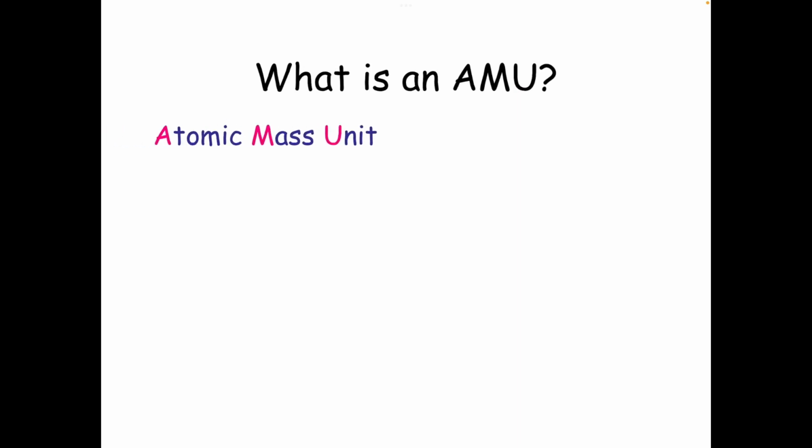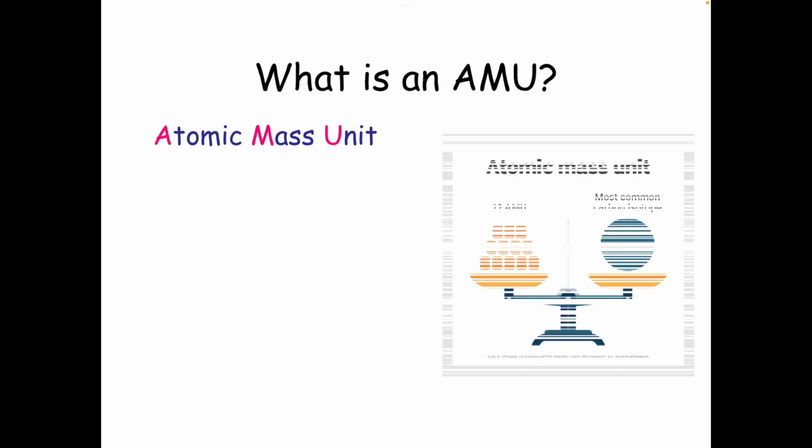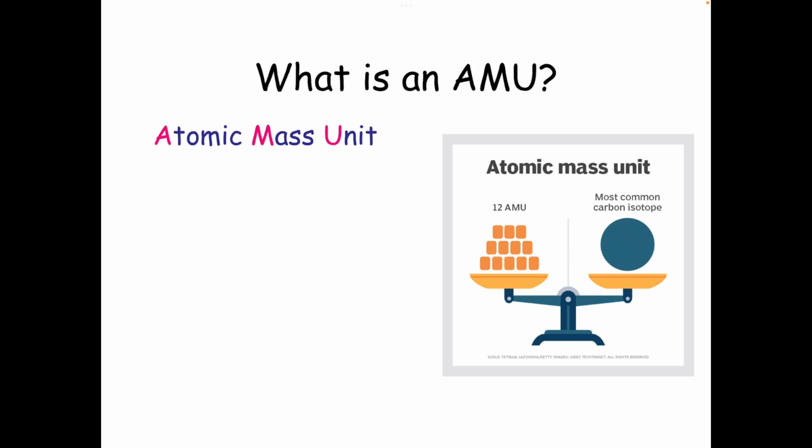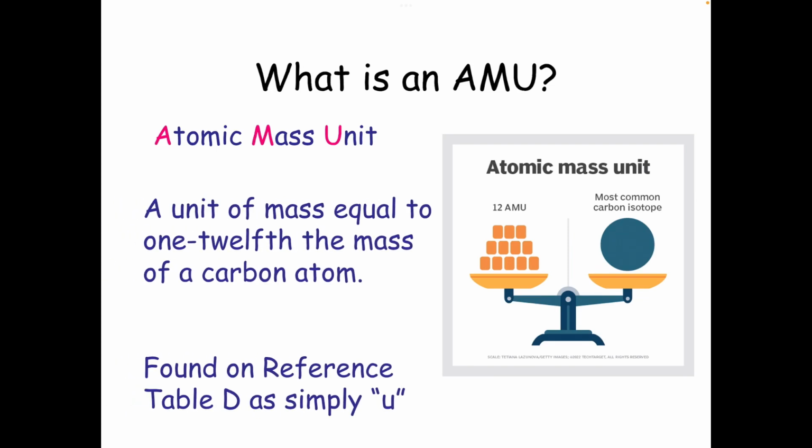Again, what is an AMU? That's called atomic mass units. The measurement of these subatomic particles, or the sum of those subatomic particles, which we call atomic mass, is measured in atomic mass units. It's based on the most common carbon isotope, which is carbon 12. It is 1/12 of 12, so 1. And it's found on reference table D as simply u.